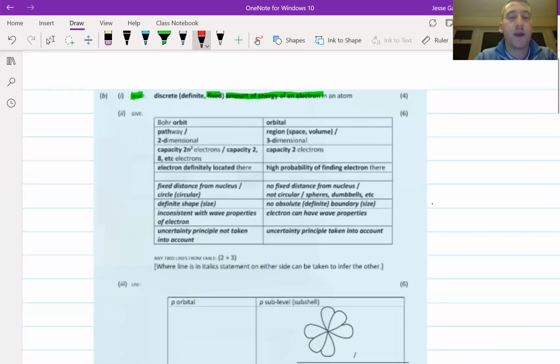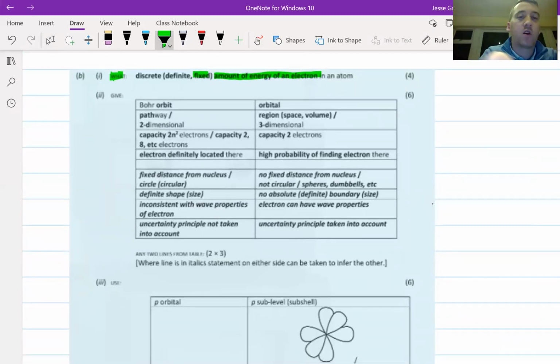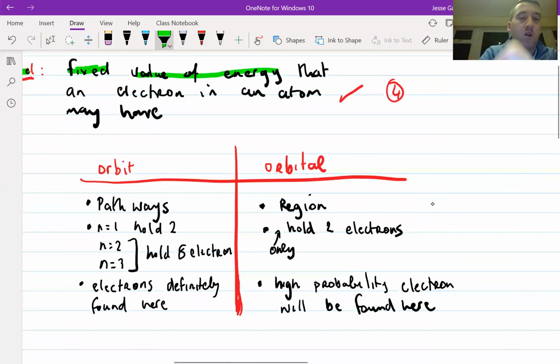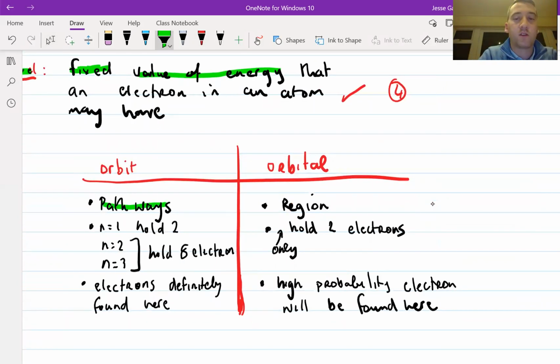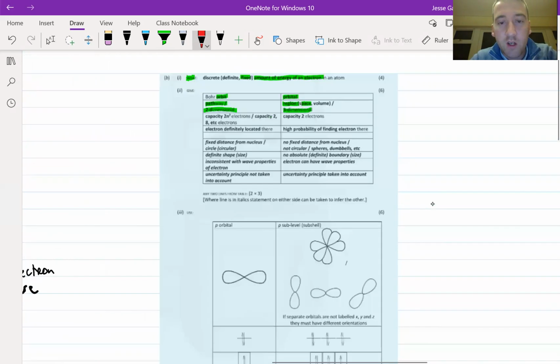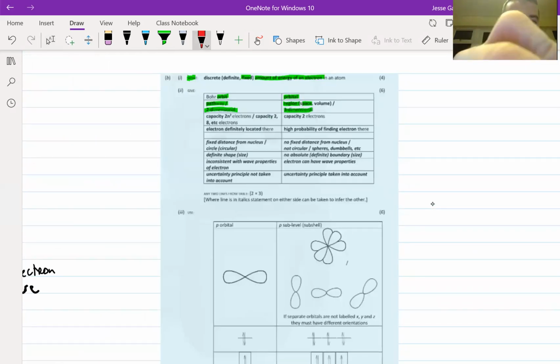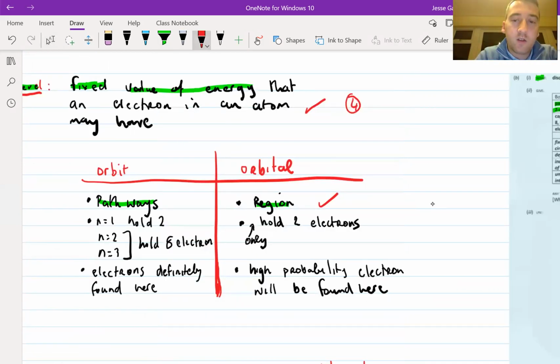Next question asks you to compare a Bohr orbit with the word orbital. So orbit versus orbital. The first thing is that an orbit is a pathway, whereas an orbital is a region or a space or a volume. We could have also said that orbits are 2-dimensional, just round circles, whereas orbitals are 3-dimensional. We went with orbits are pathways, whereas orbitals are regions. So tick that, and imagine it's 3 marks each. As you can see down here, any 2 lines on the table, 2 by 3. So there's one of the lines, 3 marks.